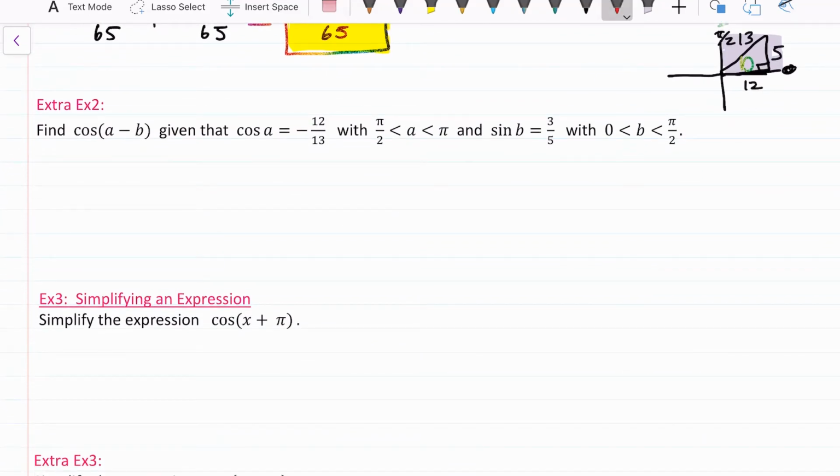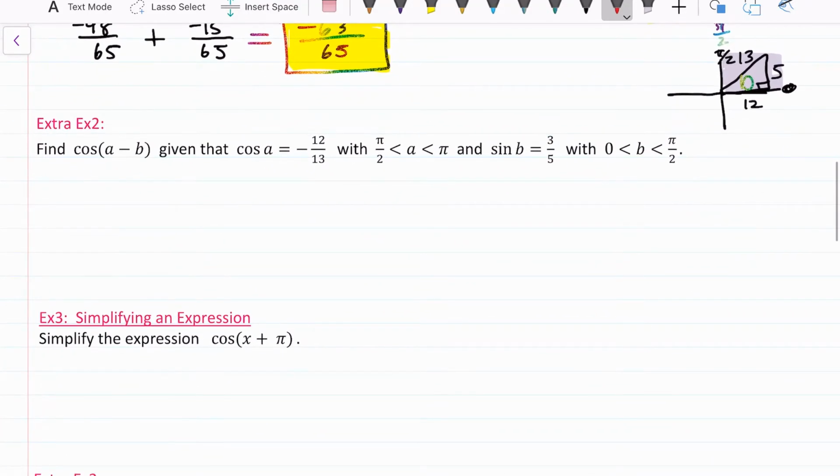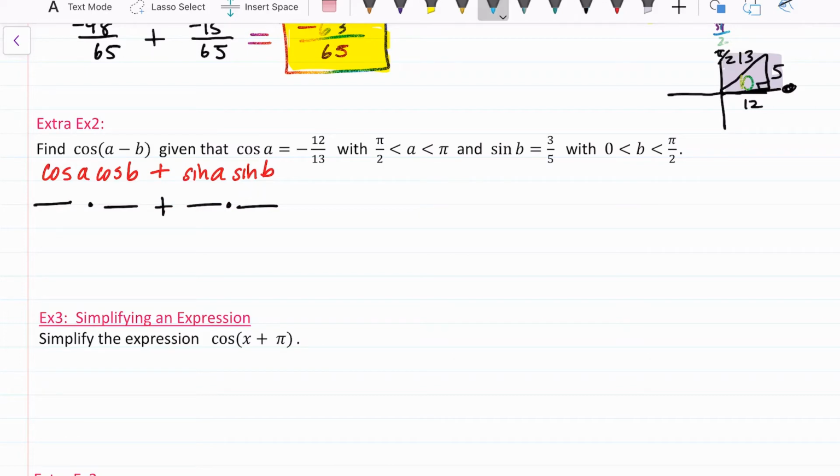So the first thing you should have done is to write down the formula for cosine of A minus B, without any numbers at all. So write the formula. This will be cosine A, cosine B, plus sine A, sine B. You will have fractions for these. They do give you 2 of them, so if you want, you can start. Cosine A is negative 12/13. And sine of B is 3/5.